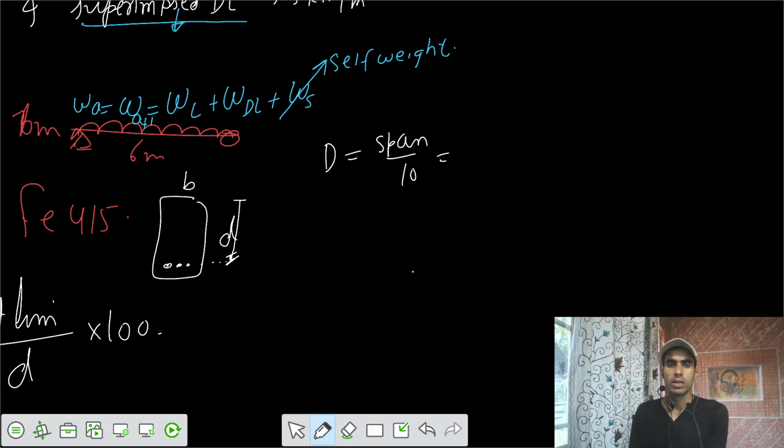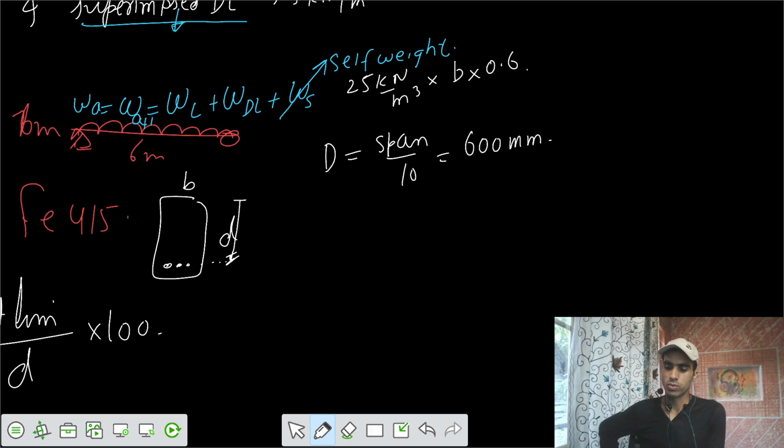That means 600 millimeters. Based on that, I can say your self weight would be equal to 25 kilonewton per meter cube into some B into span into capital D, 0.6. But B is still unknown. How can you now get the value of B?